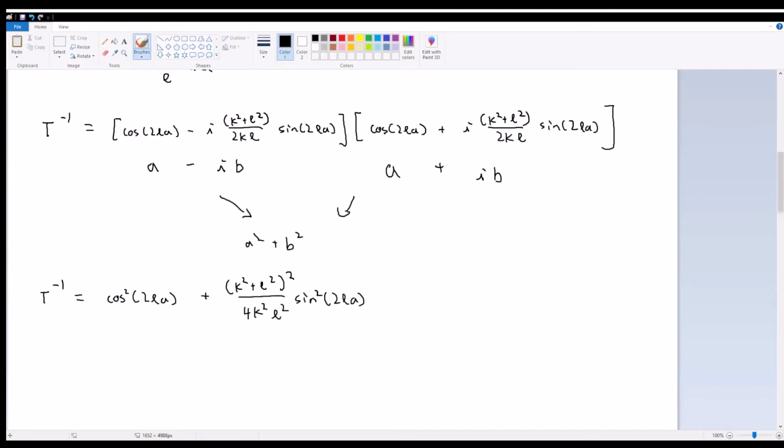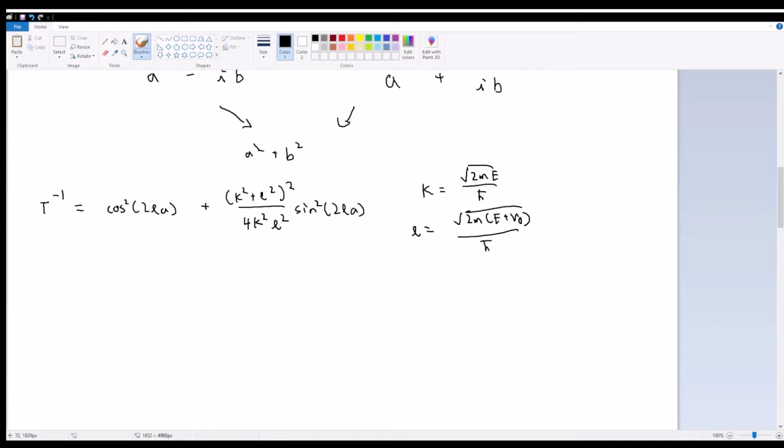So from this point, in order to get everything in terms of energies and potentials, we need to make the substitutions. So for scattering potentials, we have that K is defined as the square root of 2mE over h bar, and we have that L is defined as the square root of 2m(E plus V naught) divided by h bar. So then we can do some calculations here beforehand. K squared plus L squared is going to equal 2mE plus 2m(E plus V naught) over h bar squared, or collecting terms is going to equal 2m over h bar squared times (2E plus V naught).